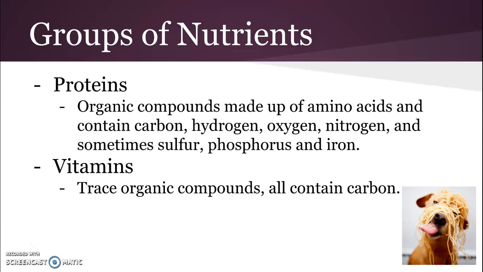So proteins, these are organic compounds that are made up of amino acids, and they contain carbon, hydrogen, oxygen, nitrogen, occasionally sulfur, phosphorus, and iron. And then vitamins, these are trace organic compounds. All contain carbon, and that word trace just means that they're needed in very small amounts.